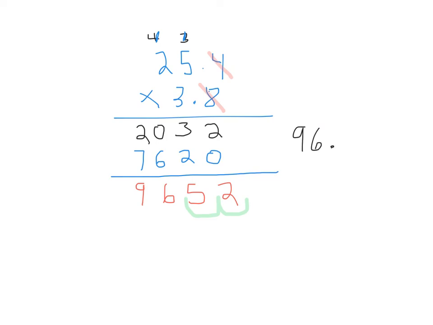And now we are going to rewrite our answer as 96 and 52 hundredths. Watch this video again as many times as it takes to learn how to multiply decimals and then move the decimal in your product.